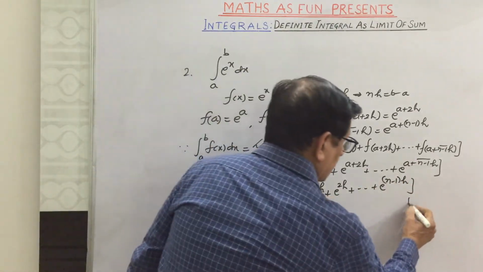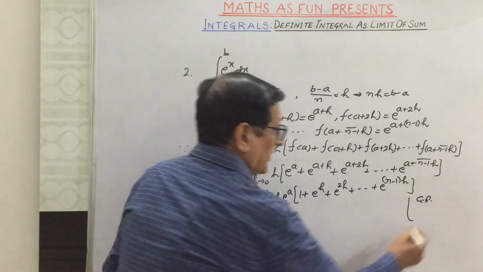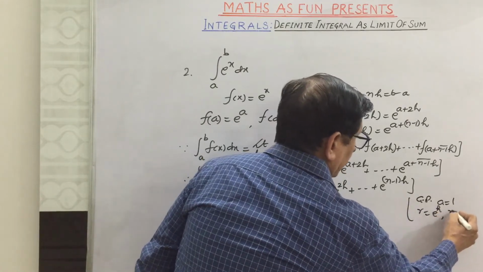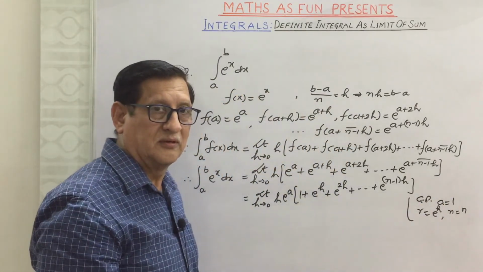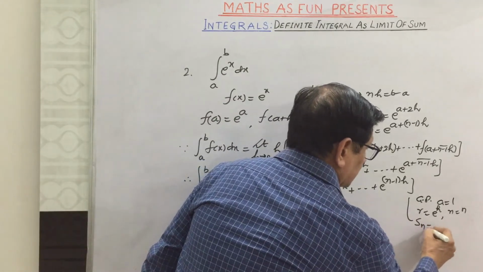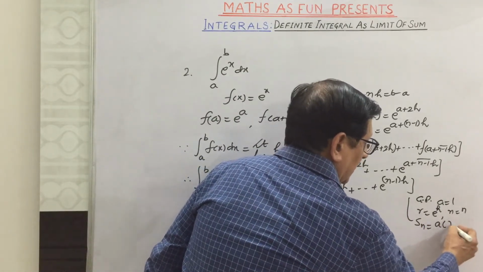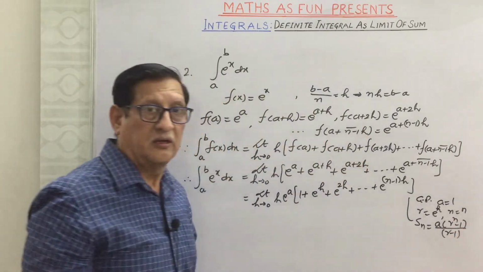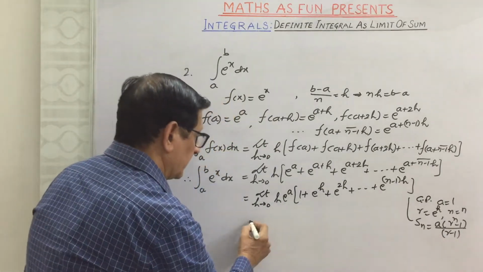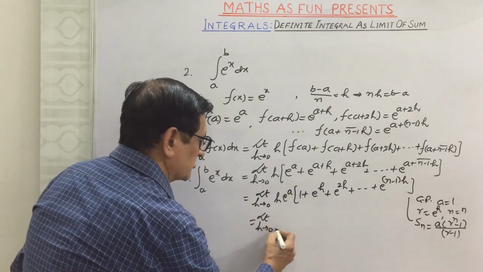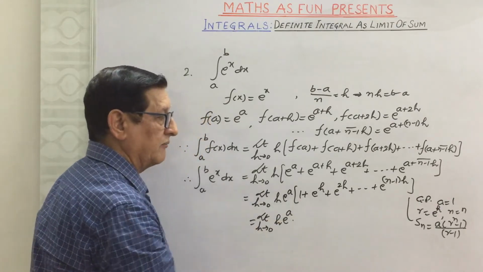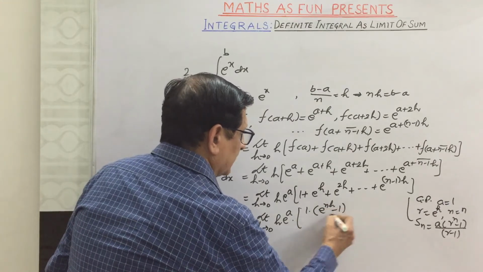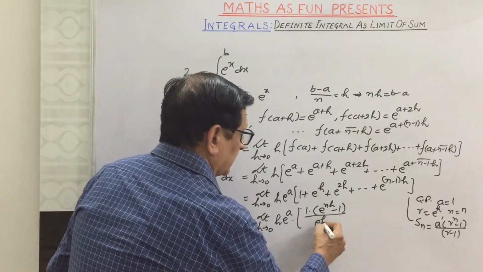This is a GP in which we are finding a is equal to 1, r is equal to e^h, and n is equal to n. We know the sum of n terms of a GP is given by a into (r to the power n minus 1) upon (r minus 1). If we apply that particular formula here, this will be the limit as h tends to 0 of h into e to the power a, and this will be here 1 into (e to the power nh minus 1) upon (e to the power h minus 1).